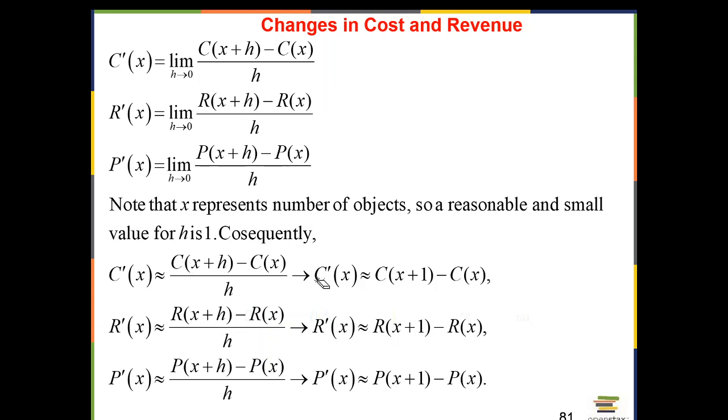So the rate at x number of units of products is approximately the difference between the cost of producing x items and the cost of producing one more item, right? So that's the idea. What's the rate of revenue that you're making when you're selling x units? The rate of revenue is approximately the difference between selling x plus one items and x items, right? So that's the idea of derivative.